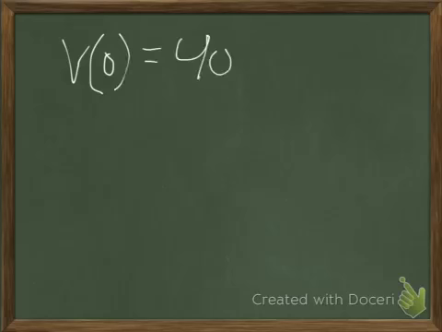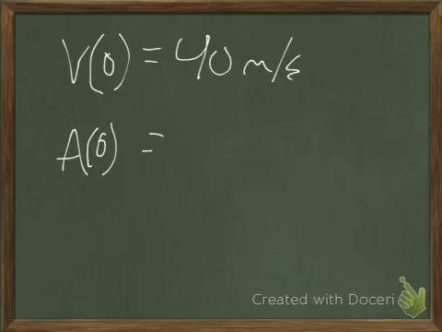We were given in the question that the velocity of the ball at 0 was 40 meters per second. That is very important. We also know that the acceleration of the ball is 8 meters per second squared. But since it's gravity and it's pulling it back down, the acceleration is negative 8 meters per second squared. That is very important to note. Alright.